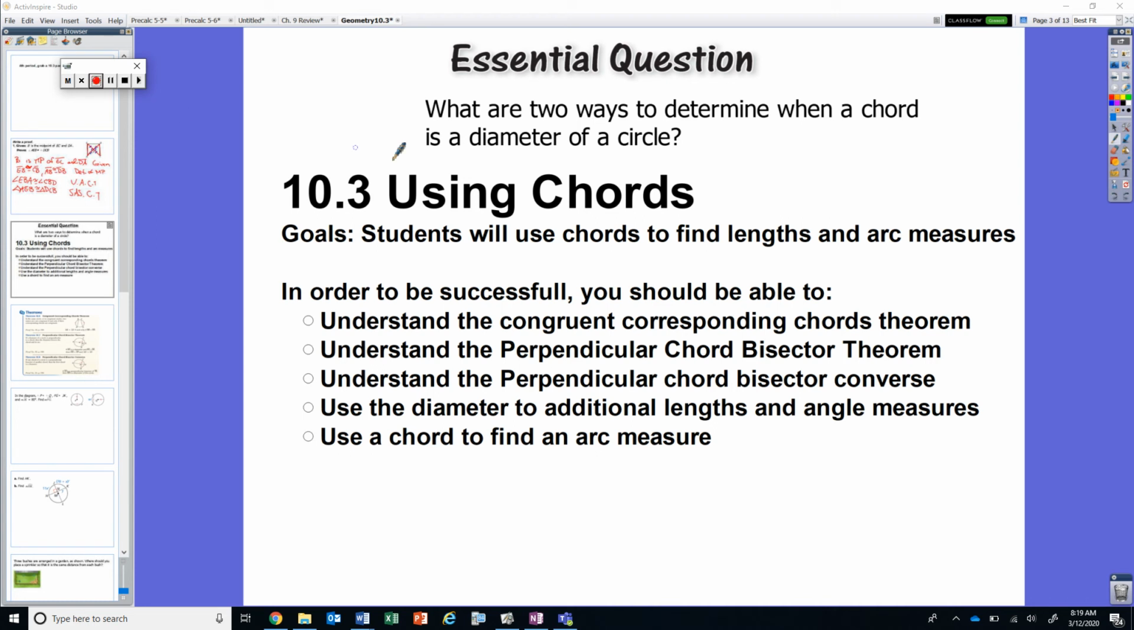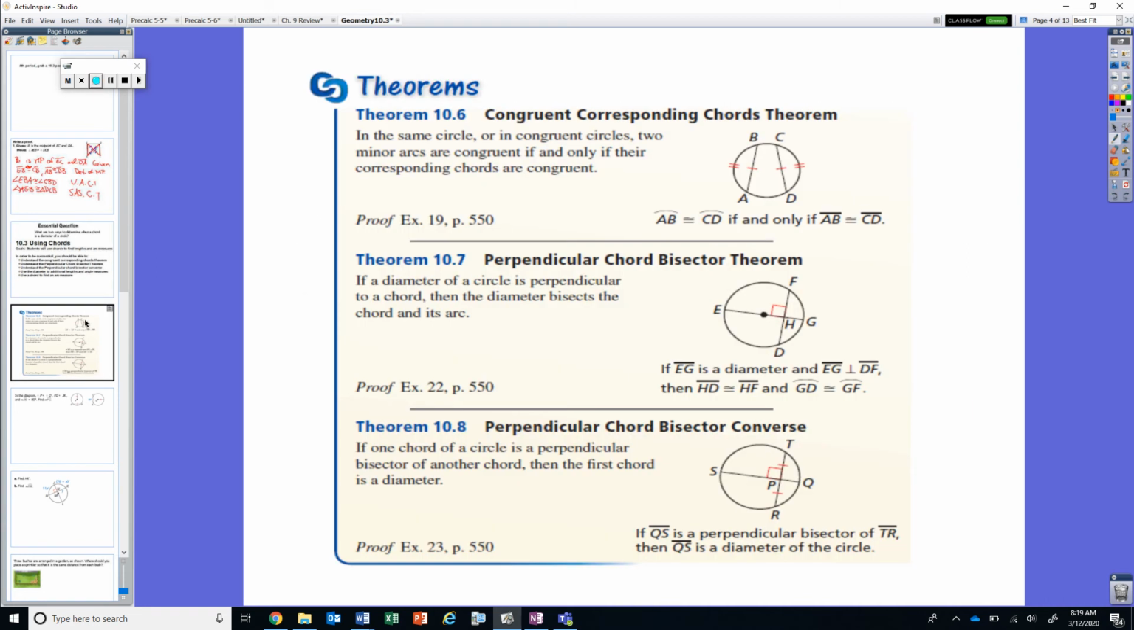Today we are going to dive on into what we call the congruent corresponding chords theorem, the perpendicular chord bisector theorem, and the perpendicular chord bisector converse. It seems like a lot. Good news is you can rewatch this video as many times as you want until it kind of sets in, all right? But the reality is it's not that complicated. It'll just take some time to let it simmer a little bit. So let's dive on in to our first theorem, and that is our congruent corresponding chords theorem here.